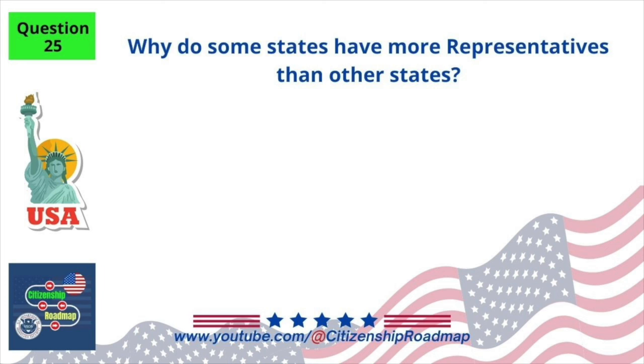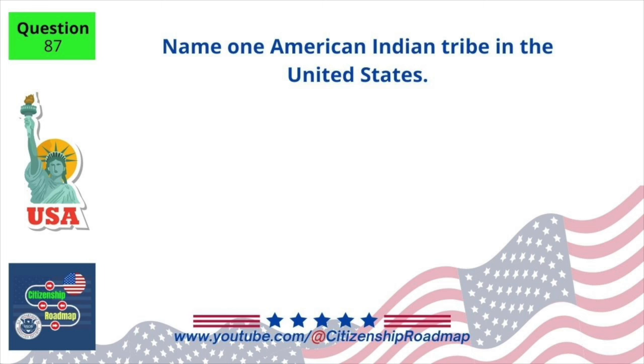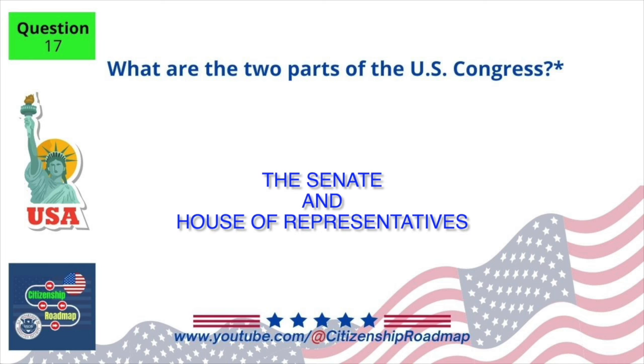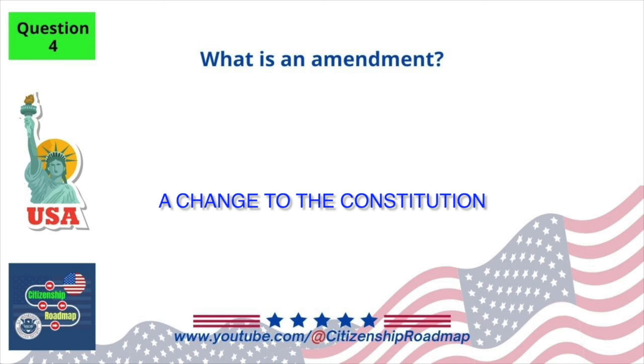Why do some states have more representatives than other states? Because of the state's population. Name one American Indian tribe in the United States. Cherokee. What are the two parts of the U.S. Congress? The Senate and House of Representatives. What is an amendment? A change to the Constitution.